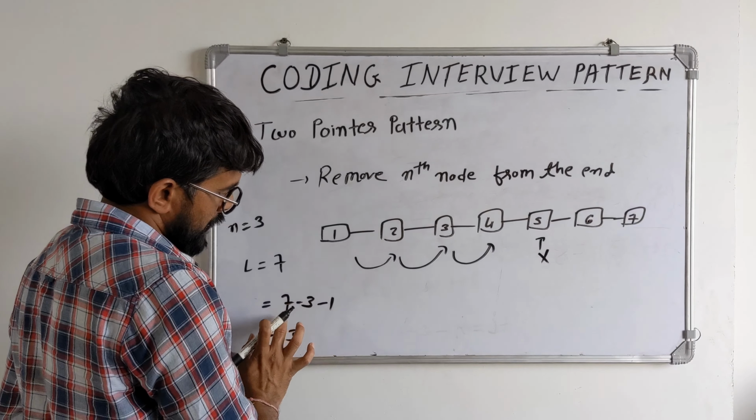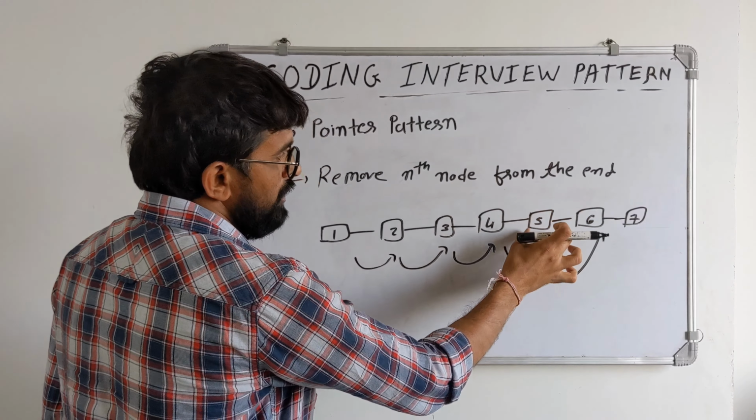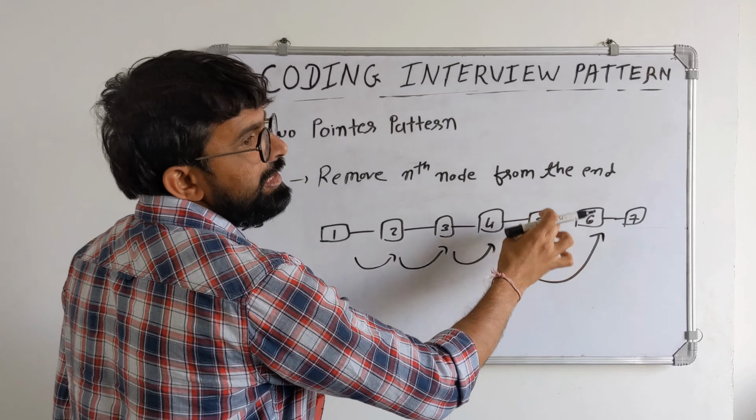Calculate the length, and then use this formula. Again, as I said, you need to keep in mind that I want to remove this fourth node, but I want to calculate 3 steps. So after 3 steps, remove the node: 1 step, 2 steps, 3 steps, and whatever node comes next, remove it and assign next to next. Okay, so this was the naive approach by finding the length.